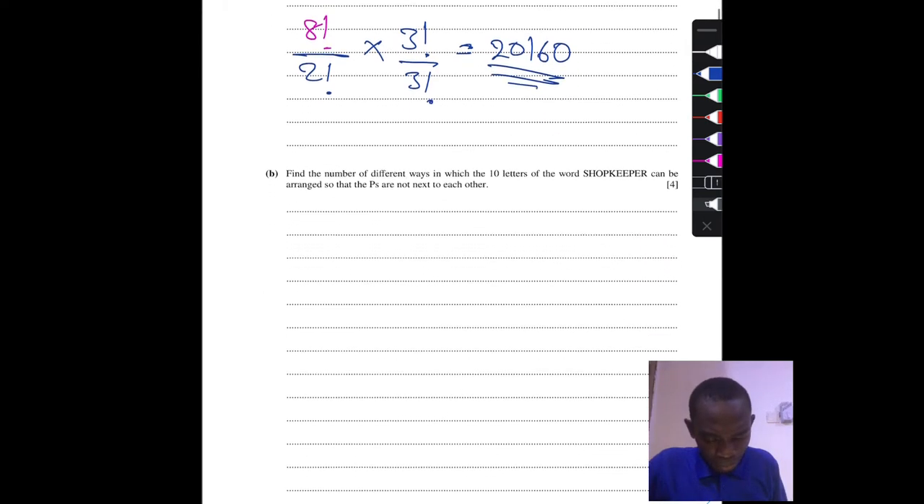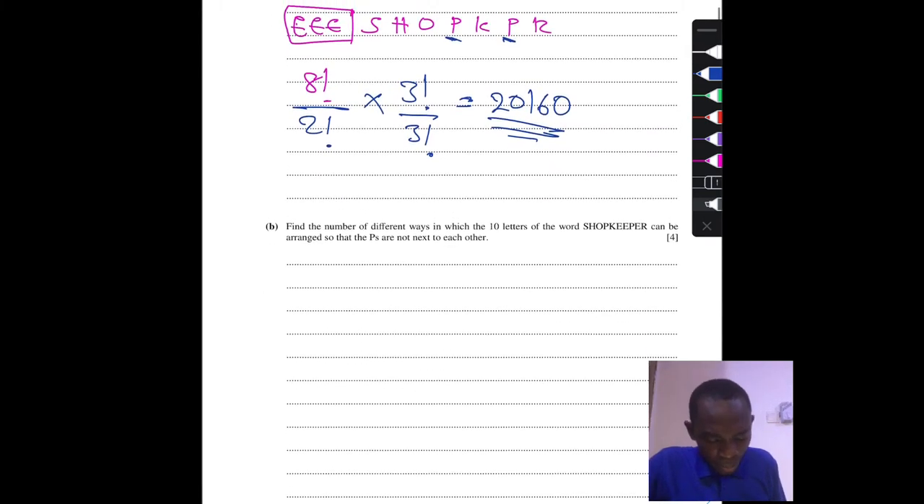Then the B part says, find the number of different ways in which the word shopkeeper can be arranged so that the P's are not next to each other. P's are not next to each other. P's can't be together, period. Okay. So if P's cannot be together, what other things were not mentioned that can be together? So everything can be arranged except the P's. So let's start with that.